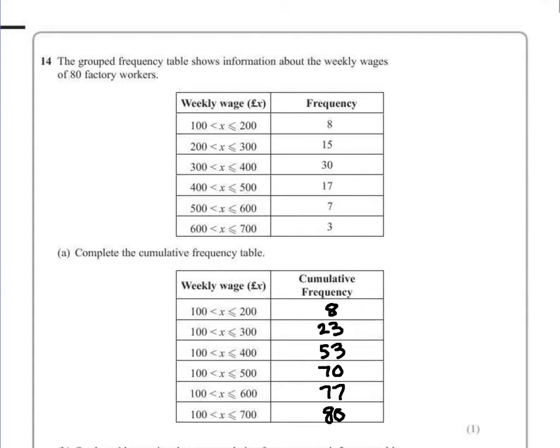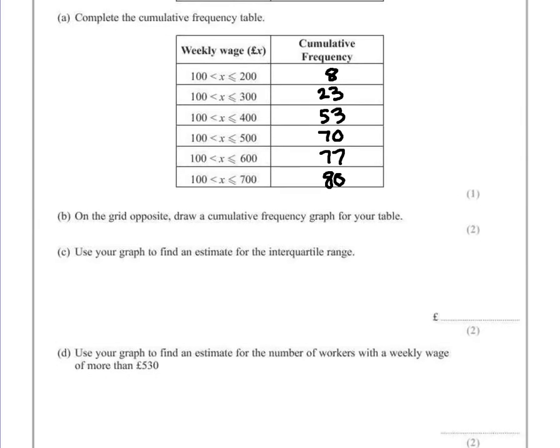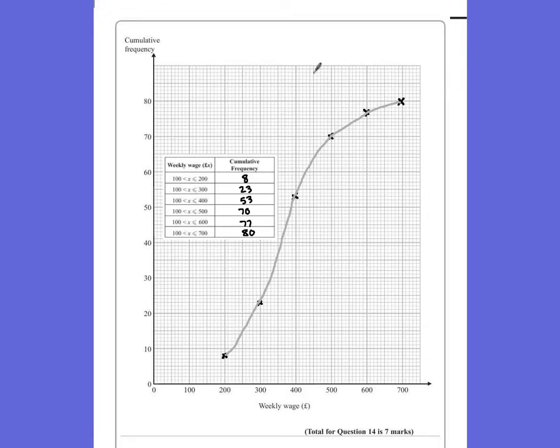Back to the actual questions. I have to keep flicking forwards and backwards between these two pages. Part C says use your graph to find an estimate for the interquartile range. So interquartile range means we're looking for the lower quartile, the upper quartile, and the distance between them. And this is why we have a curve. Now I'm going to zoom out a little bit on this so that we can see the whole graph.